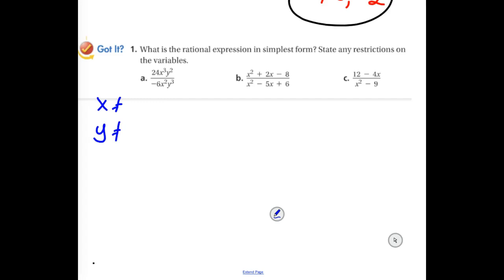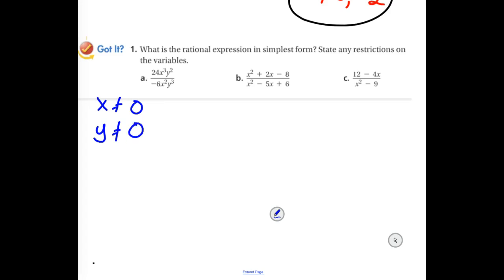What can X not be? We're just looking at the denominator. What would X be that would be a problem? 0? If X was 0, we'd have a problem, right? The whole denominator would become 0. How about for Y? Y can't be 0, same reason.